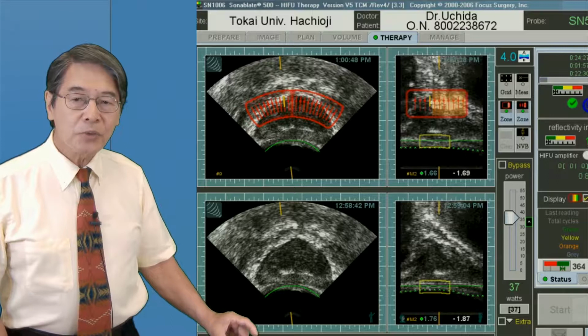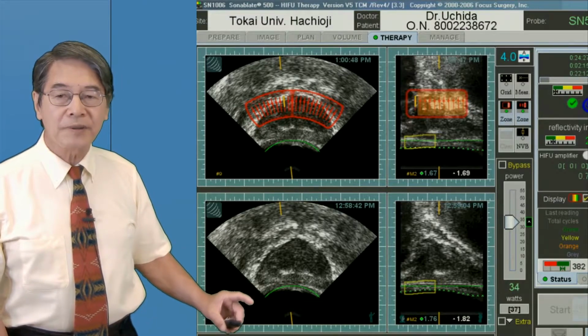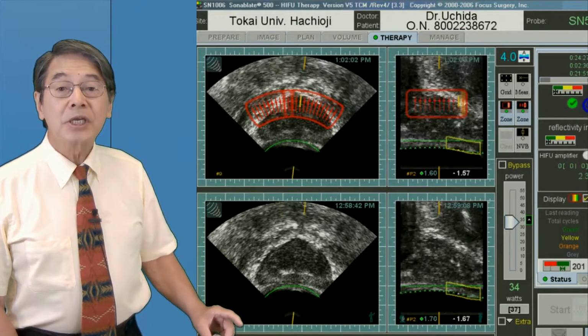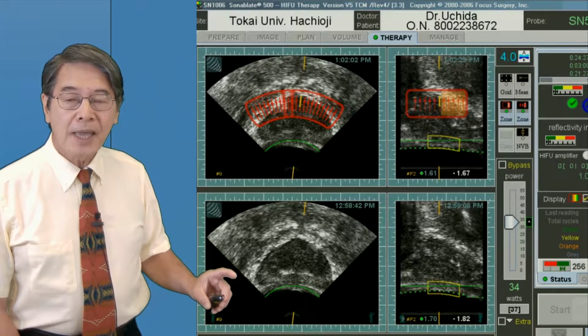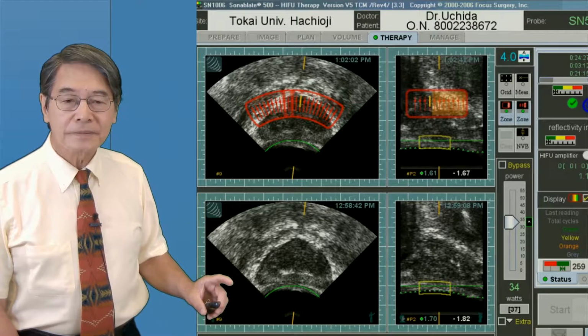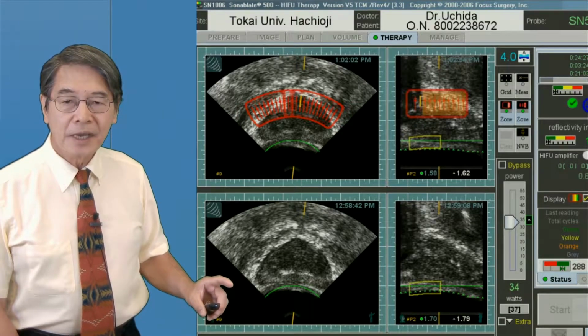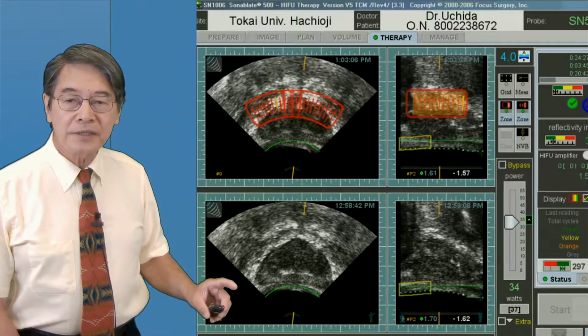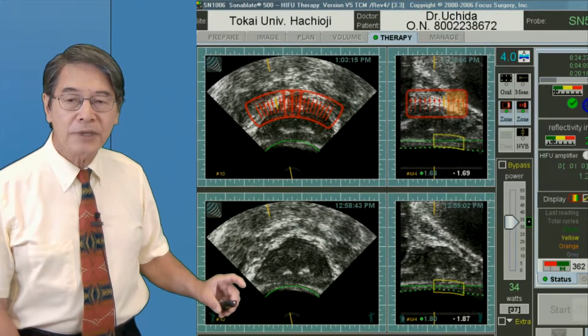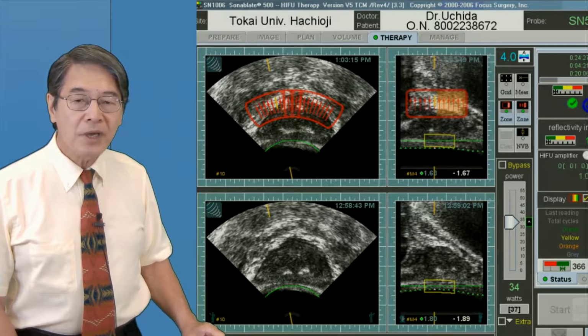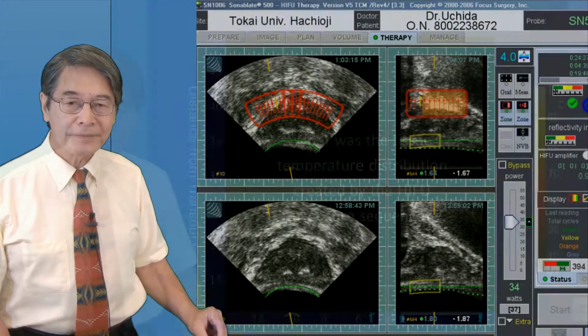Here, Dr. Uchida was carefully adjusting the driving voltage so that he could see slight boiling in the focal zone at each HIFU shot. In other words, HIFU intensity was being adjusted so that the focal peak temperature should reach 100 degrees at the last moment of each HIFU shot.